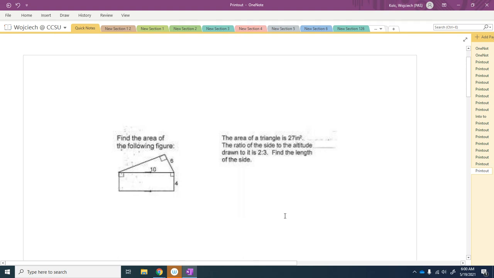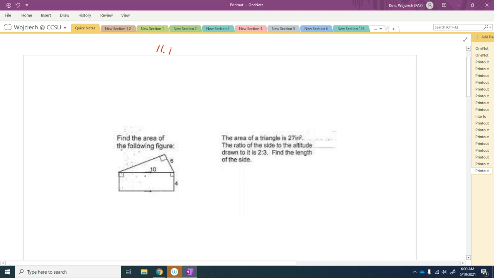Hello students, in this video I will show you four examples, and this is the end of section 11.1. This is in your packet, 11.1. This question: find the area of the following figure.